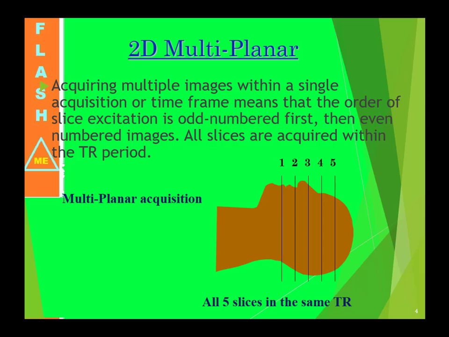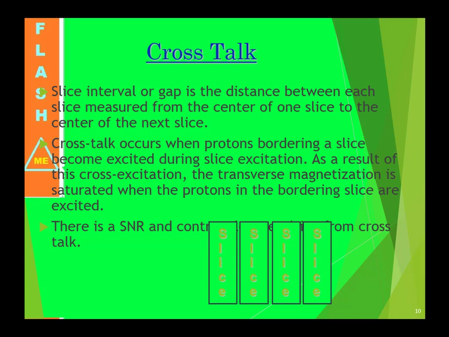All slices are acquired within the TR period. Multiplanar acquisition: all 5 slices in the same TR. Slices 1, 2, 3, 4. Crosstalk.